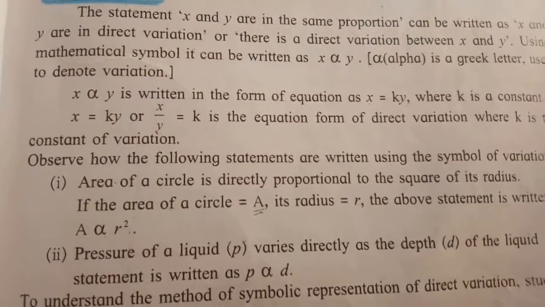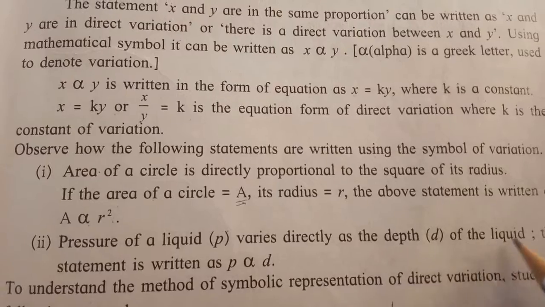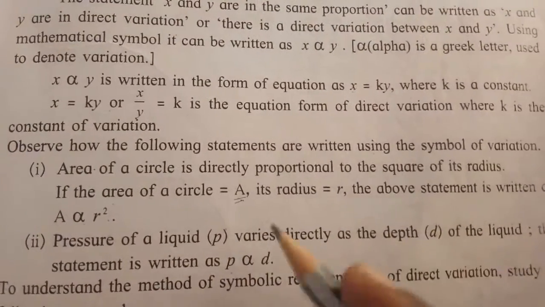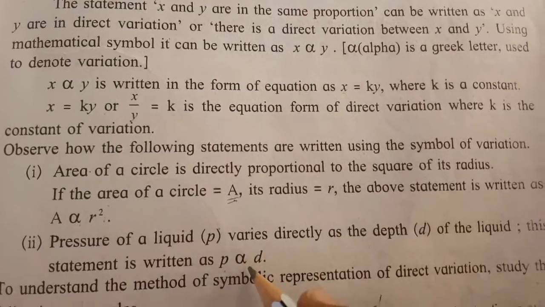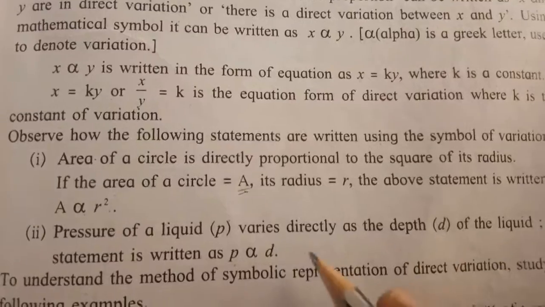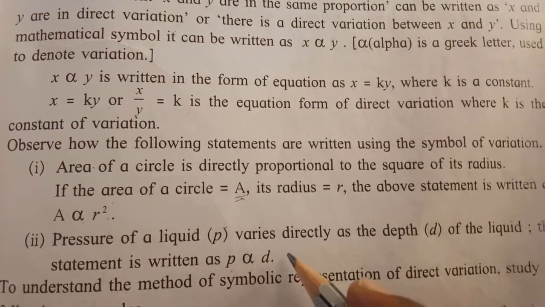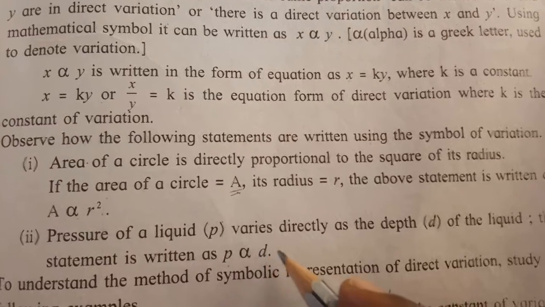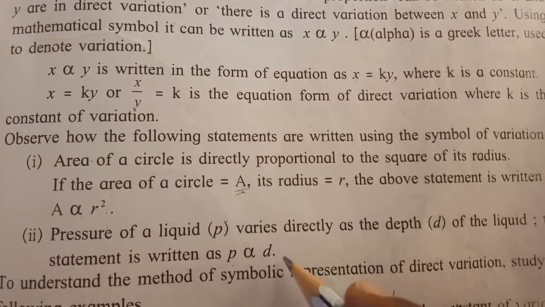The pressure of a liquid, P, varies directly as the depth of the liquid. So pressure of the liquid P and depth D: P is directly proportional to, or varies directly with, D.